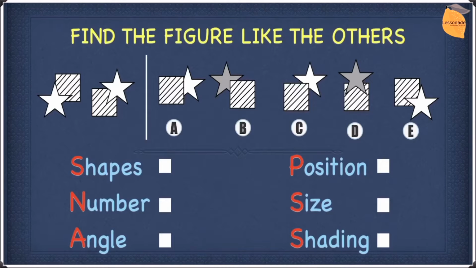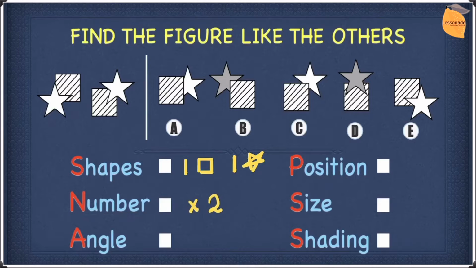Let's look at this example and let's use SNAPS to help us. First thing we will have to look at is shapes. In terms of shapes, we have a star and we have a square. So let's write this down. We have 1 square and we have 1 star. So these are the shapes that we have. Let's move on to number now. We have 2 shapes. We have 1 star and 1 square. So we can write times 2.